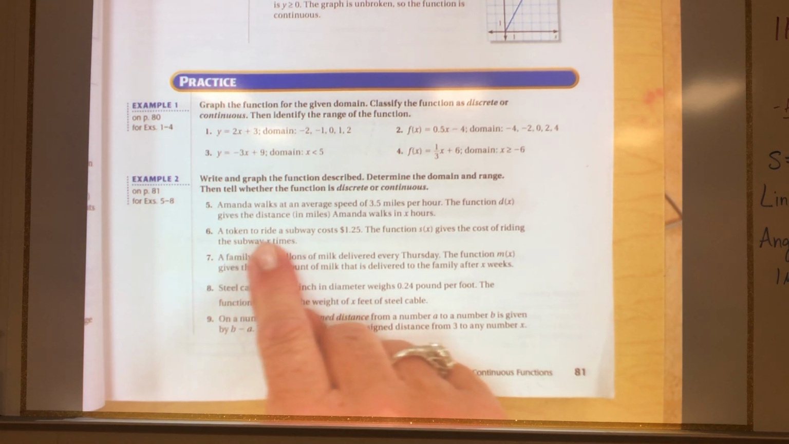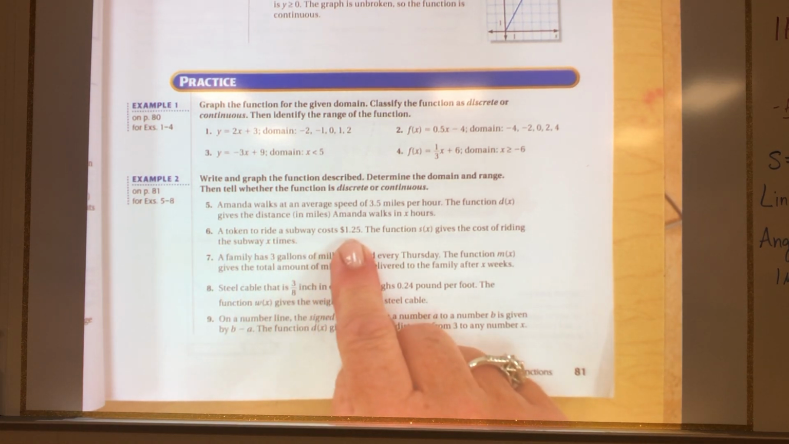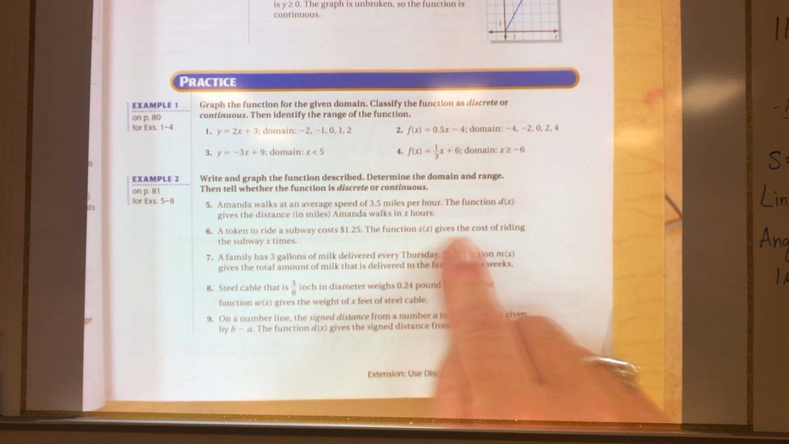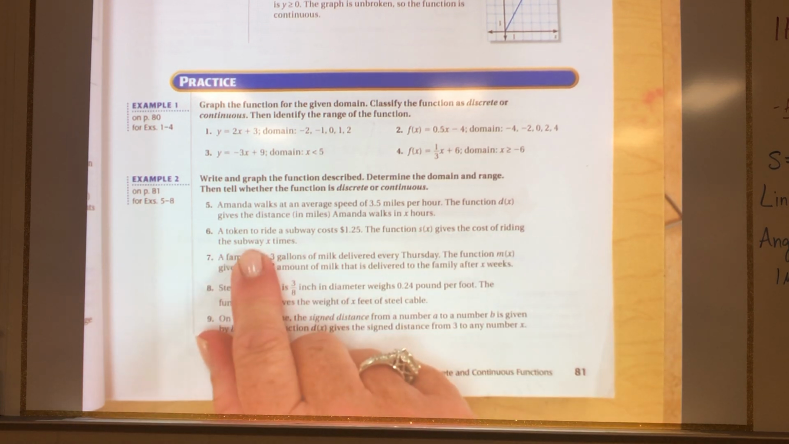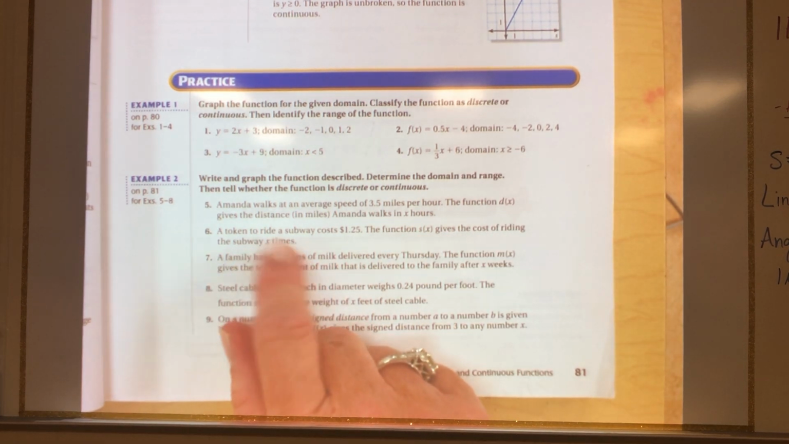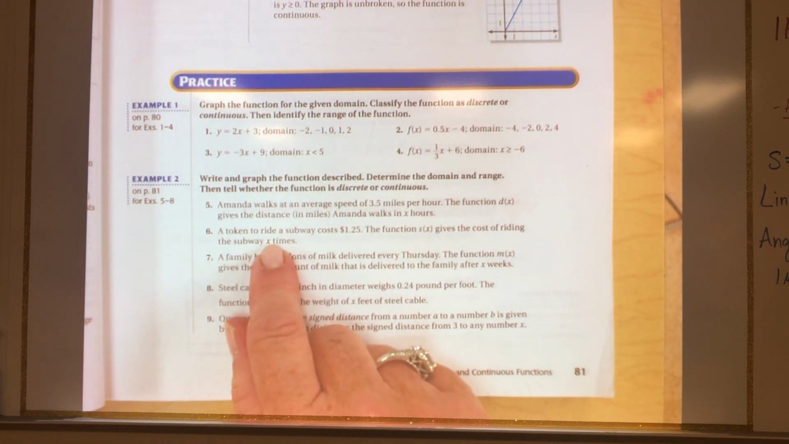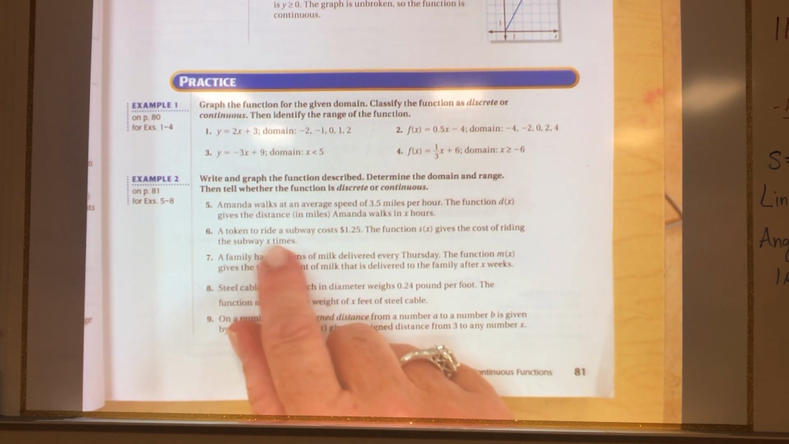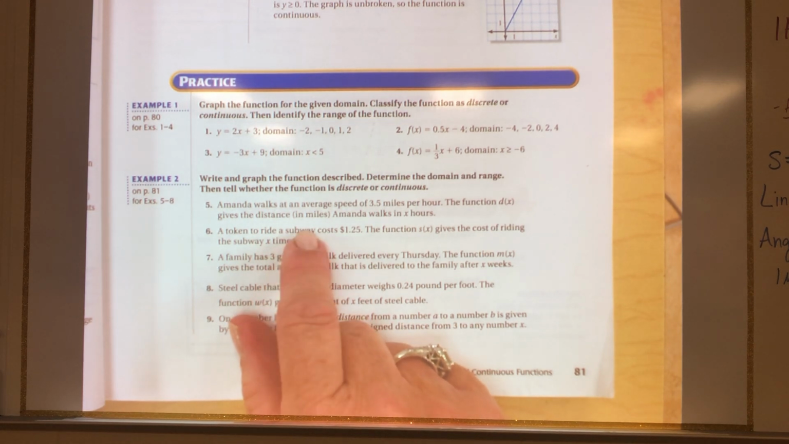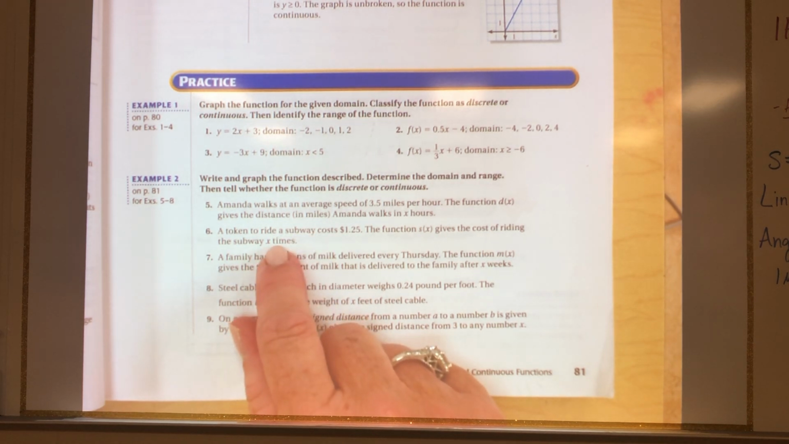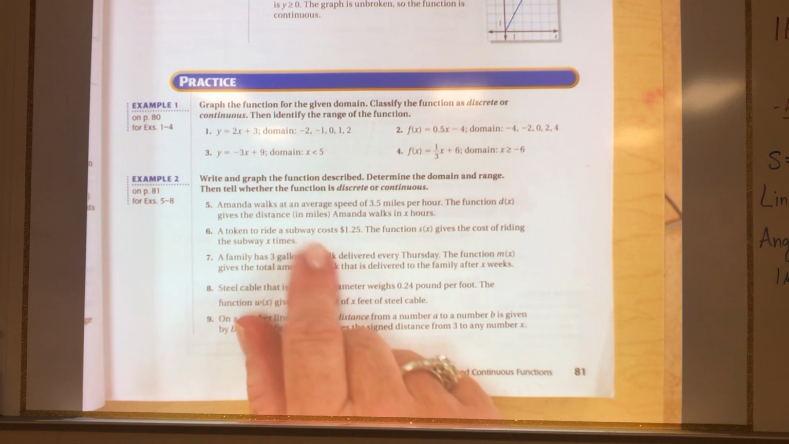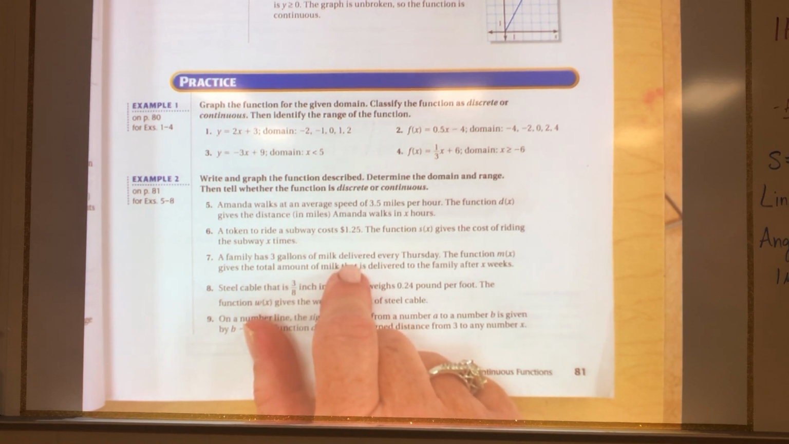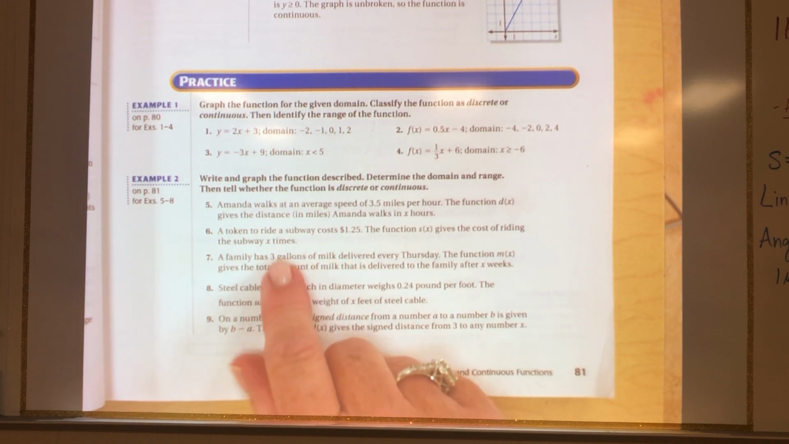A token to ride a subway costs $1.25. The function s of x gives the cost of riding the subway x times. Remember that this is what you're looking at, okay? Continuous or discrete? Very good. So you're paying tokens to ride the subway. That's how many times you ride it. You give a token for each time, okay? So you can ride it 1 time or 2 times or 3 times, all right? And so that is discrete.